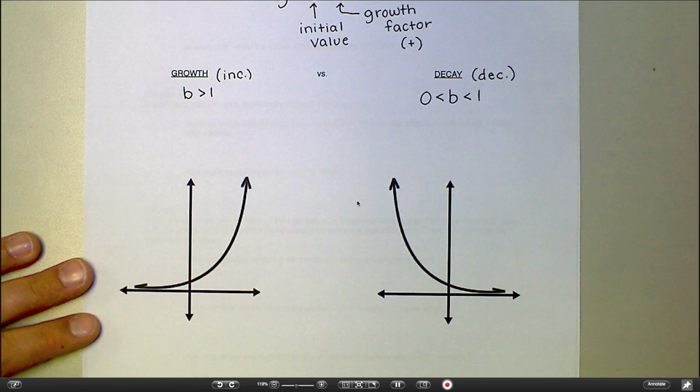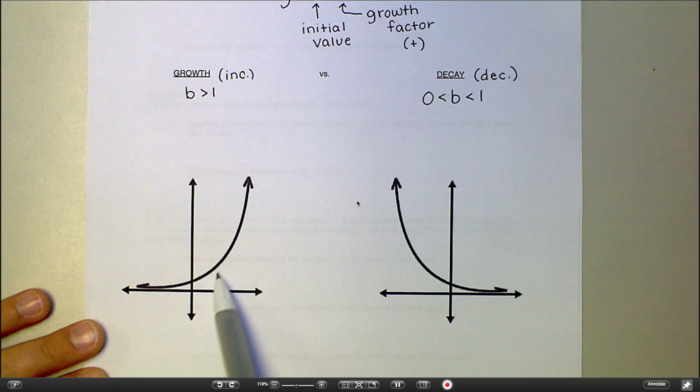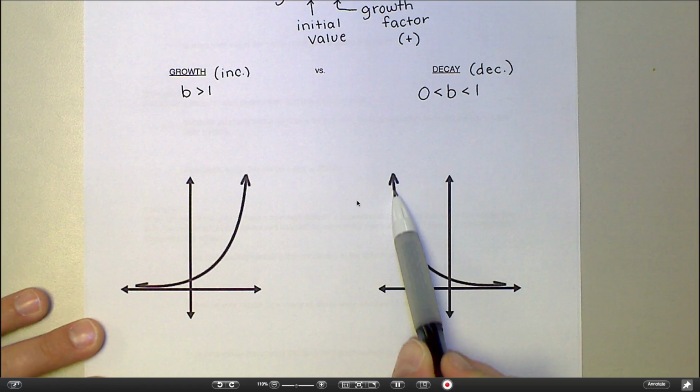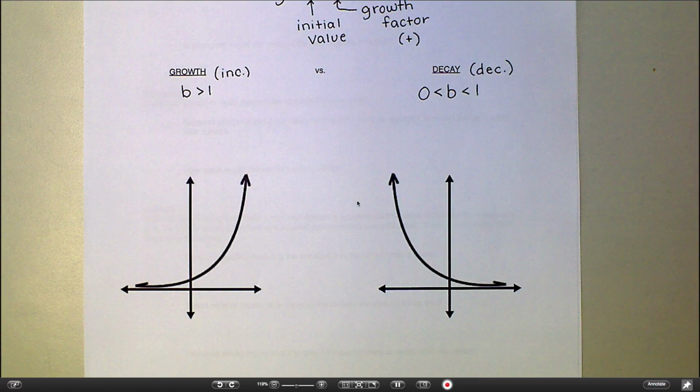So here's what the graphs look like of functions like this. When it's exponential growth, you'll see that it's increasing. When it's exponential decay, you'll see that it's decreasing. Other than that, these really look similar to each other. Okay, they're actually reflections of one another. There's a couple of important features of these graphs that you want to make sure you know.